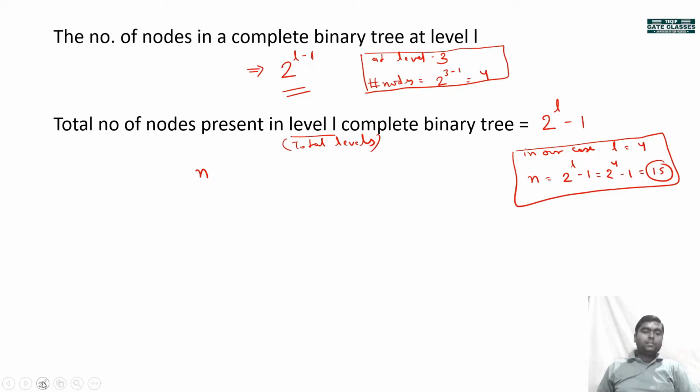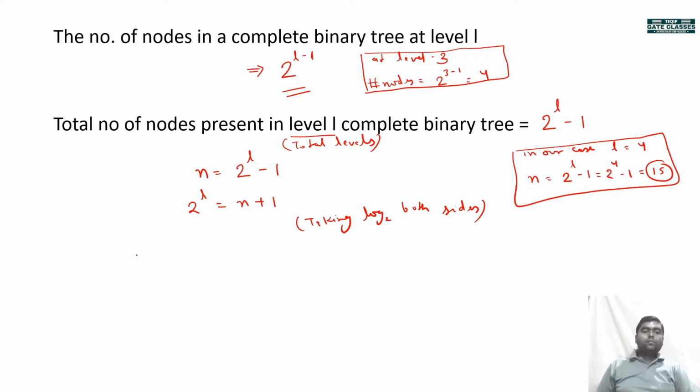So finally this way we can say that the number of nodes present in a complete binary tree having L levels is nothing but 2 raised to the power L minus 1. If you interchange, it must be 2 raised to the power L equals N plus 1, and taking log on both sides.